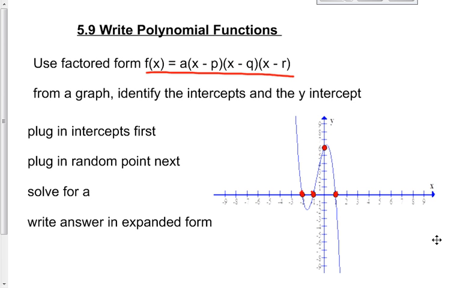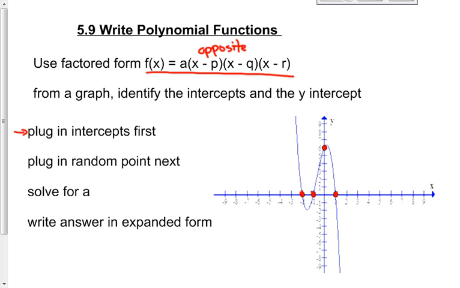When we're looking at this graph, we're going to use those intercepts, and we're also going to use the y-intercept, this point way up here, 0, 6, as another point in our graph. So the first thing we're going to do is plug the points from the intercepts into the graph. So the points that we're using are at -2, -1, and 1. And you need to remember that when you plug those intercepts into the factored form, x minus p, x minus q, x minus r, you need to put it in with the opposite sign of what you've got.